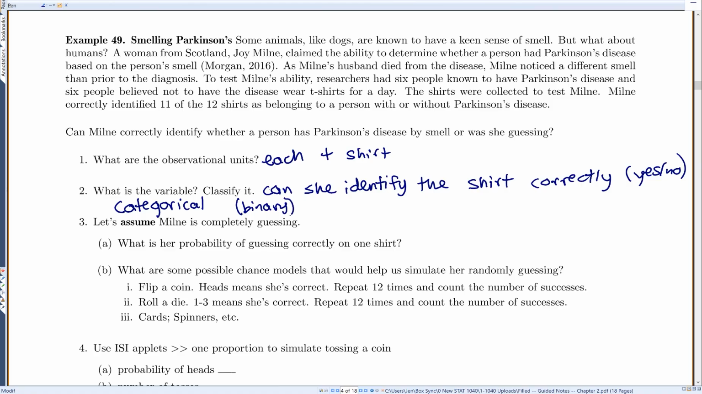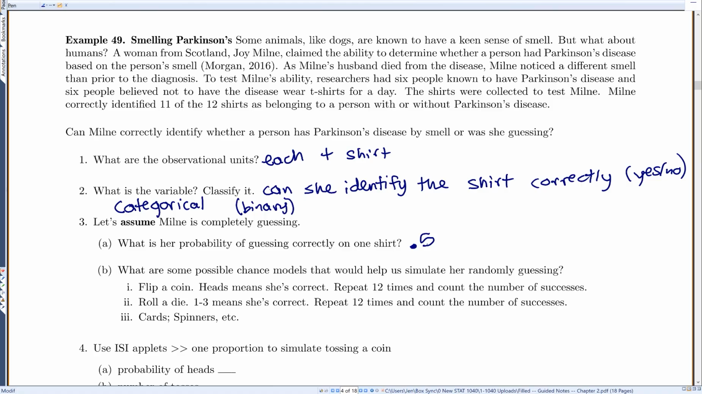So let's assume that she is completely guessing. What would be our probability of guessing correctly on one shirt? It would be 0.5. So we're going to have a model here, assuming that she's guessing, which means we're going to assume the chance of her getting each one correct is 0.5.